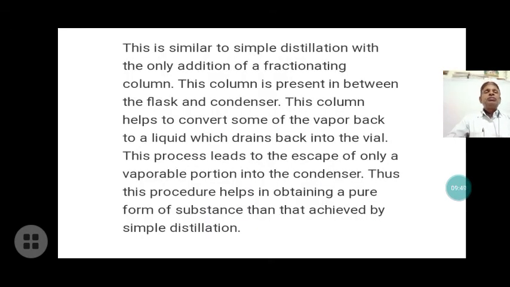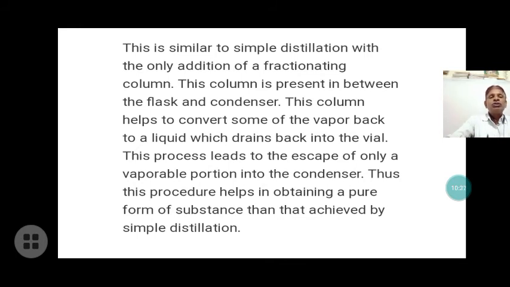This is similar to simple distillation, with the only addition of a fractionating column, which is filled with glass beads that provide more surface for the condensation of the vapor. This column is present between the flask and the condenser. The column helps convert some of the vapor back to liquid, which then goes back into the flask. This process lets only the more volatile portion escape into the condenser.